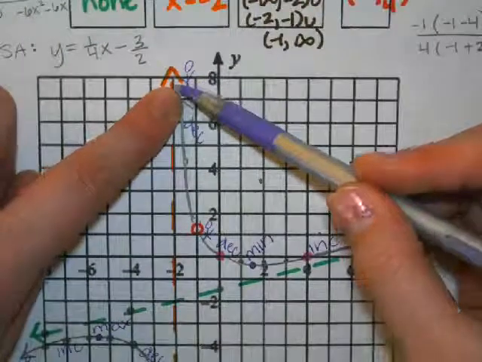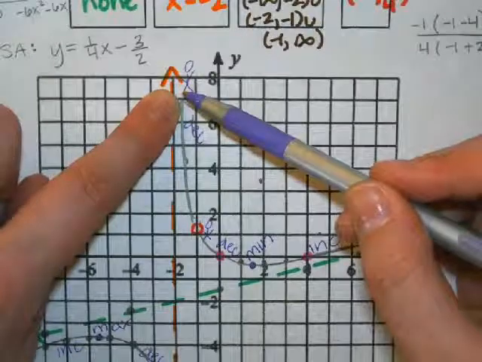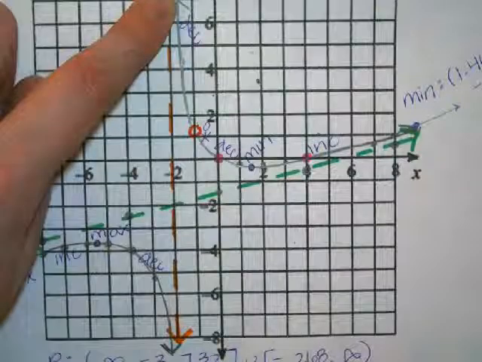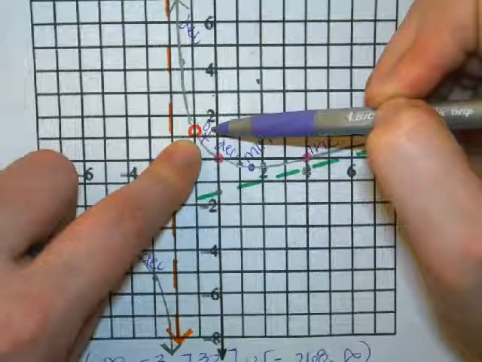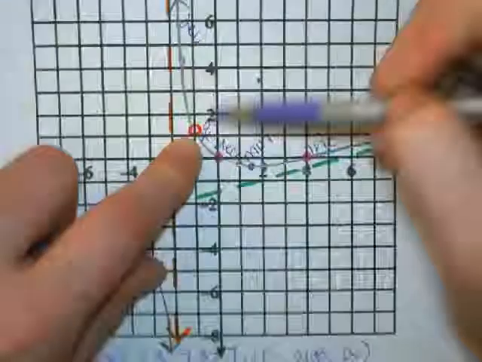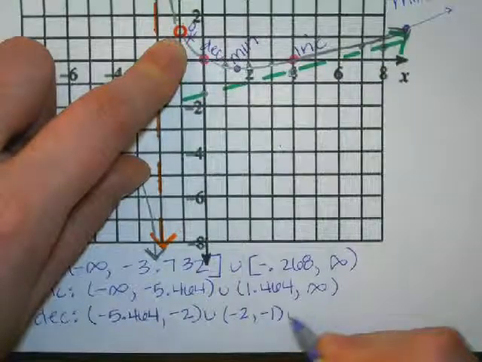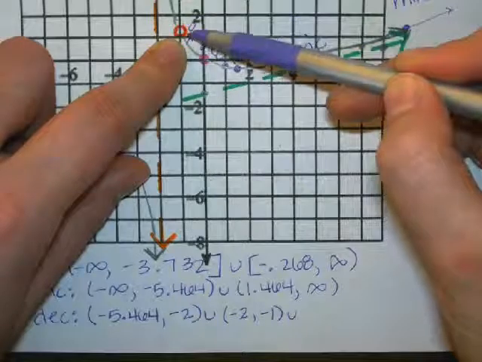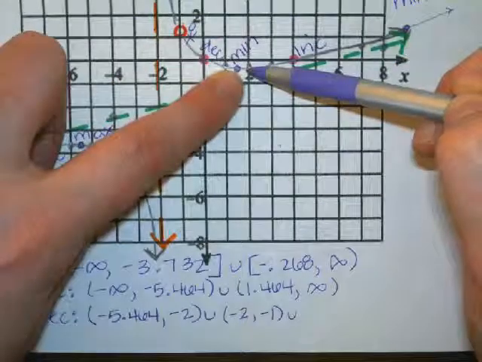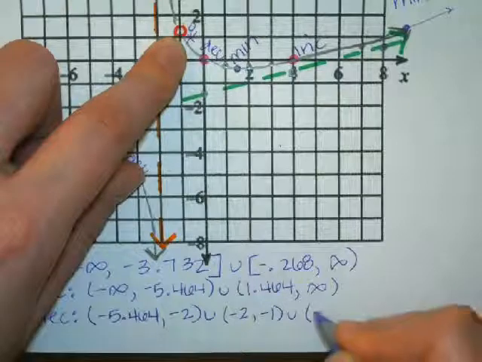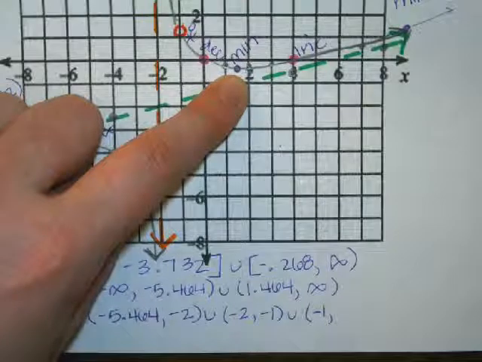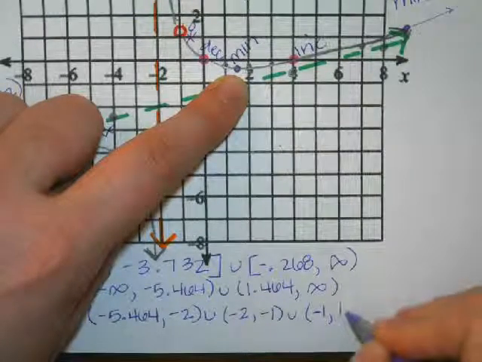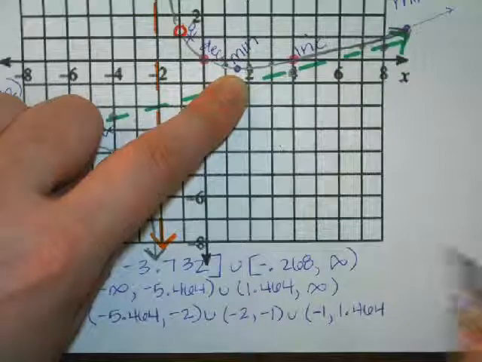Then you pick up a new stick figure up here at the vertical asymptote. What was the x value at the vertical asymptote? -2. And that stick figure is decreasing until the hole. What was the x value of the hole? -1, so -2 to -1. And then the stick figure decreases from the hole to the minimum. So we do the x value of the hole, which was that -1, to the x value of the minimum, 1.464, and then that's it.